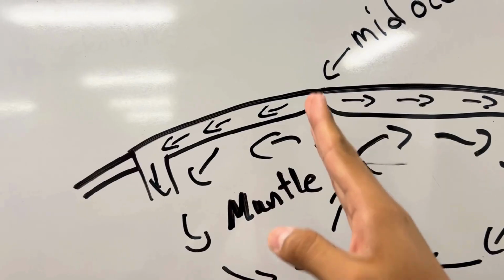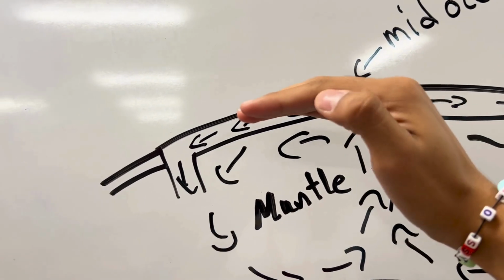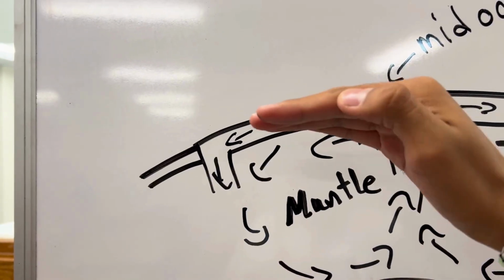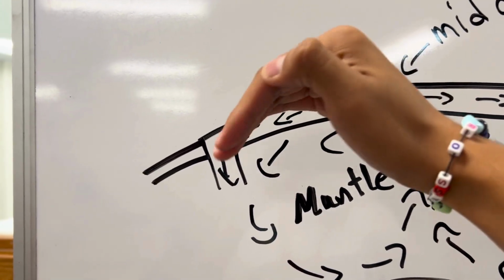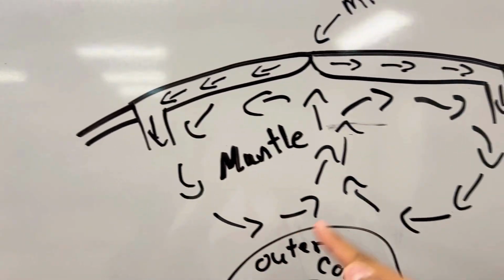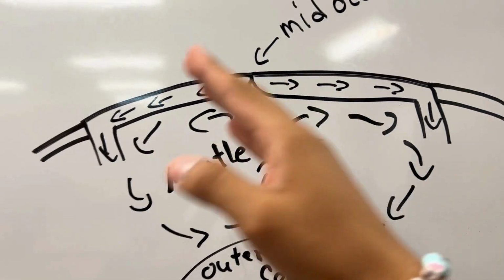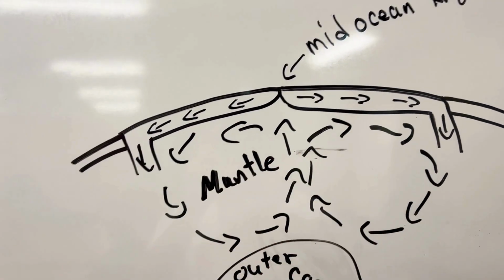But pretty much it goes there, then the plate moves along, and as it moves along, it gets older, and once it meets another plate, since it's older, it gets more dense, so it subducts under, and it melts again in the mantle, becoming more magma, and it just continues on in this pretty much circle.